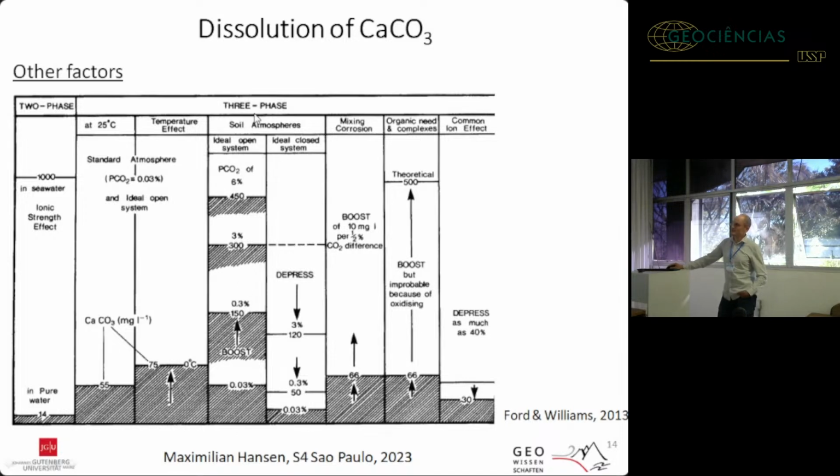So if you just increase the PCO2, you have a boost of dissolving conditions of calcium carbonate. So this would be what I talked about before, the mixing corrosion, which can be a boost of about 10 milligrams per liter per 0.5% of CO2 difference. And there are also other processes like organic compounds, which can really boost the dissolving conditions. But this also depends on the oxidizing compositions of the organics. And I'm not an organic guy, so this is just mentioned here for completeness. Okay.